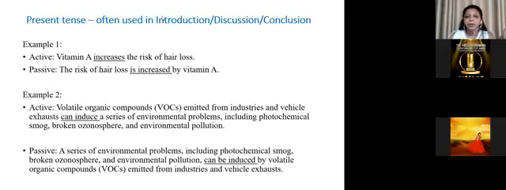Now look at the first one. Vitamin A increases the risk of hair loss. So in the first one, we have used an active voice sentence because we want to give the emphasis to the agent.